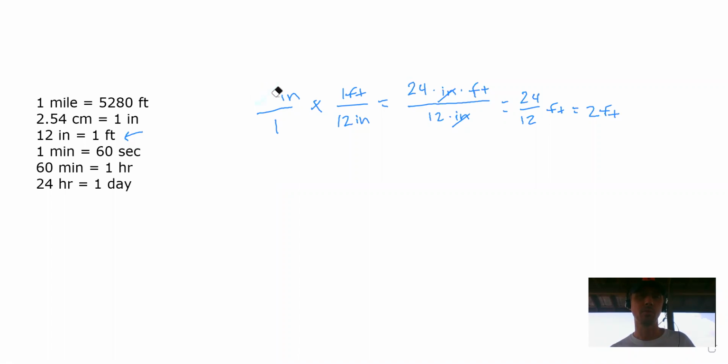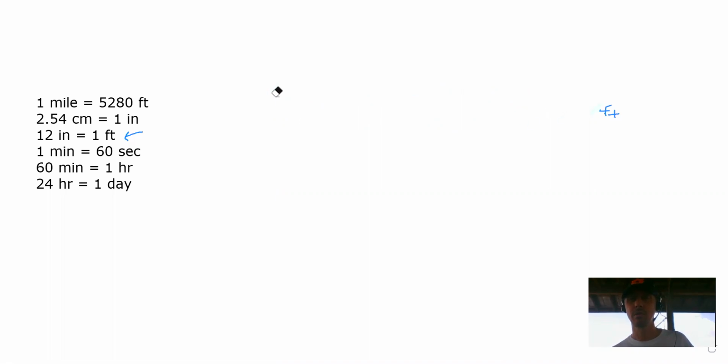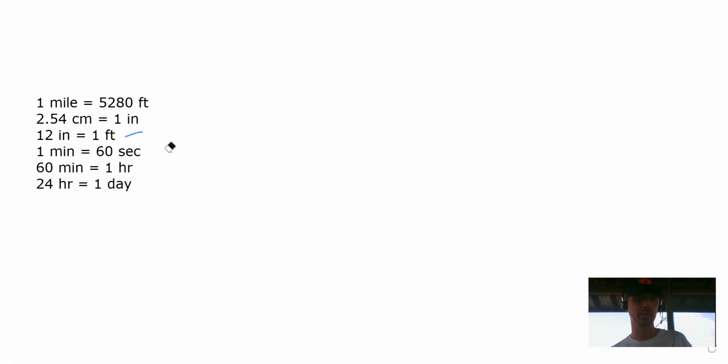So let's do something that's a little more complicated. Erasing all of this. Maybe it's not going to let me. There we go. All right.